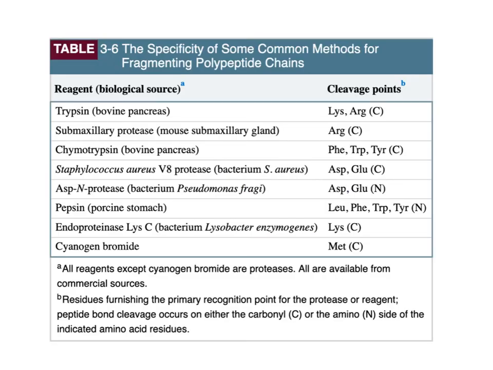Now, in sequencing larger proteins, it's important to break them down into smaller peptides. And this can be done using a variety of proteases with specific cleavage points. And this is a table of example reagents that could be used and shows where they would be cleaved.